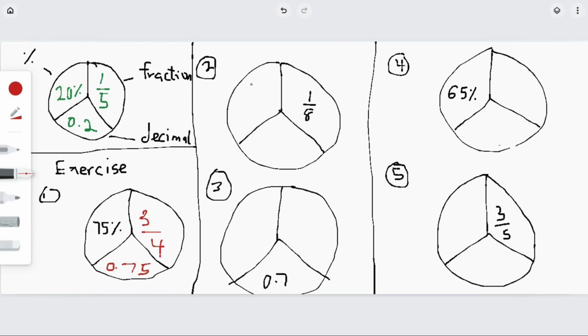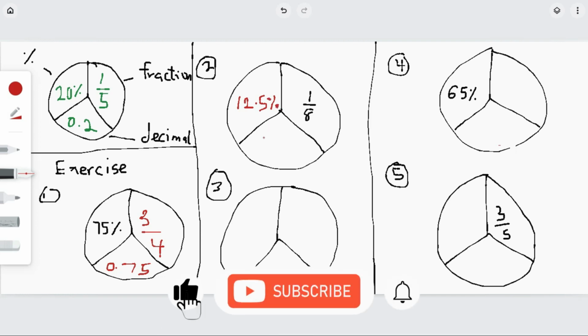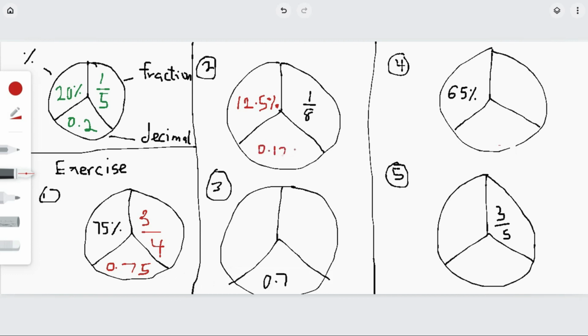Now coming to 1/8. If you change 1/8 to a percentage, that will be 12.5%. I know this one might be a little bit hard, but I've already taught you everything about this, so don't worry about it. If you don't get it, you can still redo the exercise by yourself. And if you change it to a decimal, that will be 0.125. Now moving to the third exercise, if you change 0.7 to a fraction, that will be 7/10. And if you change it to a percentage, that will be 70%. You understand? So that will be 70%.